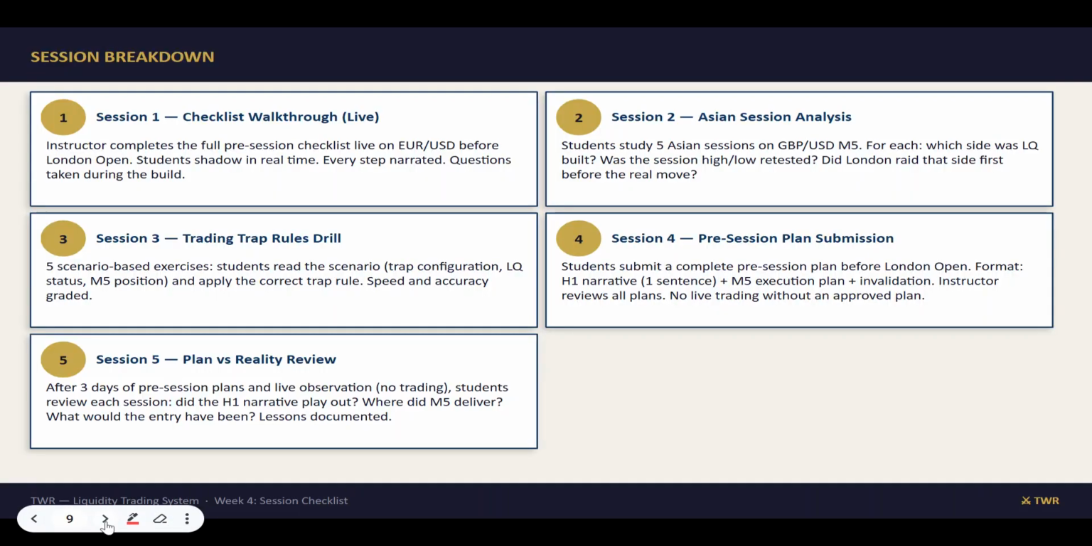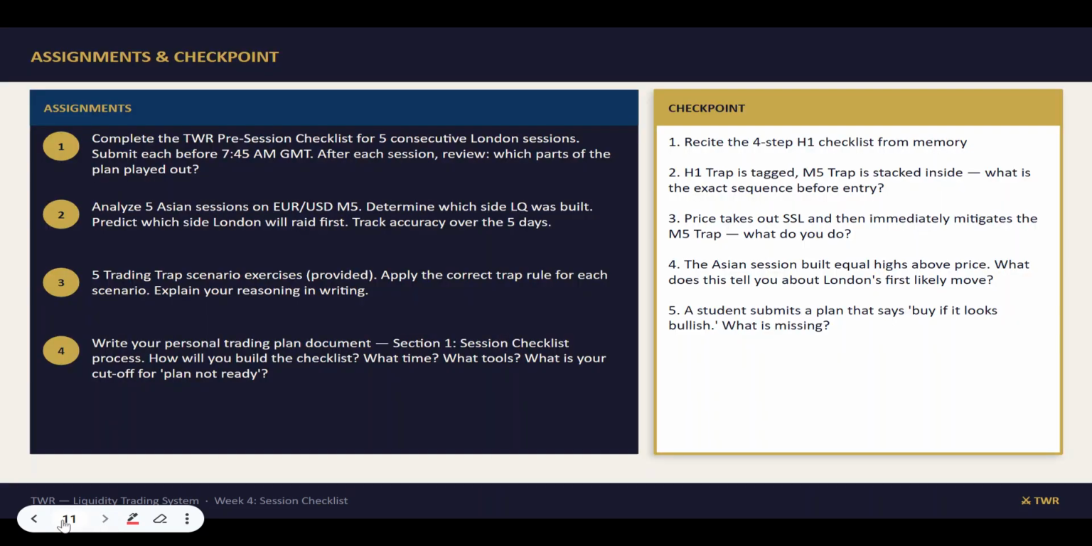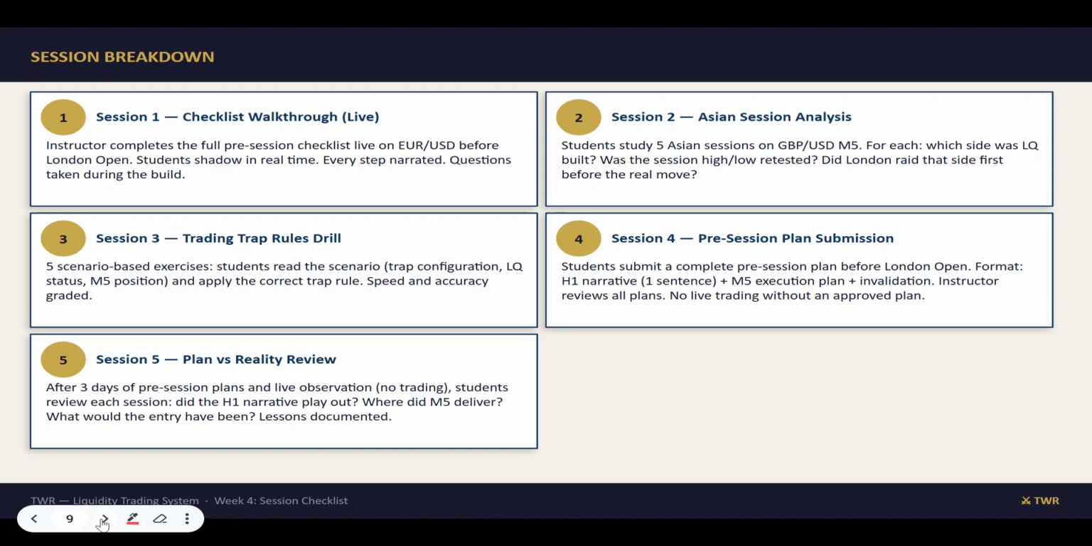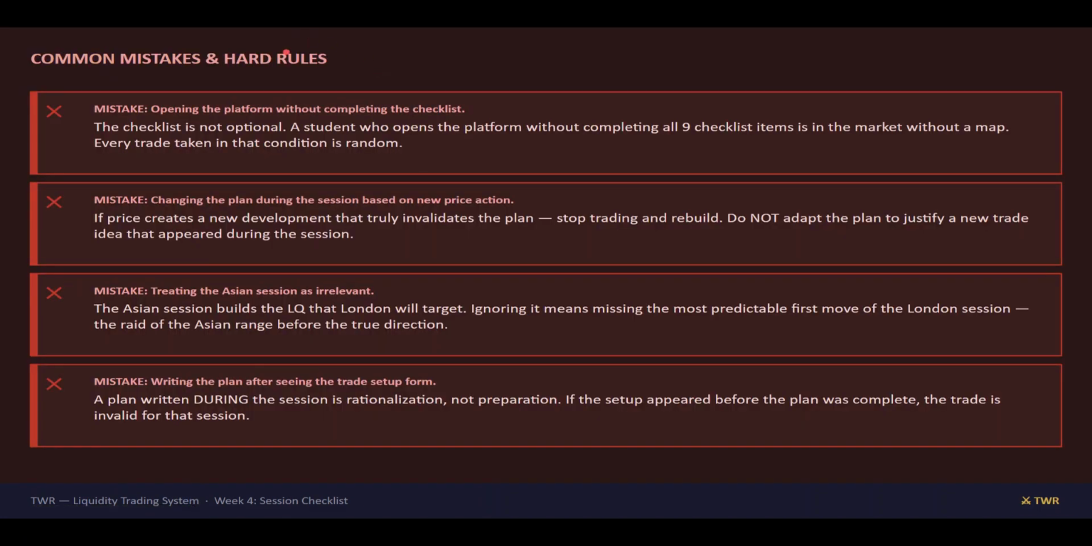Okay. Now, I'd like us to stop from there. I'd like us to end it there. There are some common mistakes and things to avoid. Number one, opening the platform without completing your checklists. The checklist is not optional. A student who opens the platform without completing all the 9 checklists is in the market without a map. Every trade taken in that condition is random.